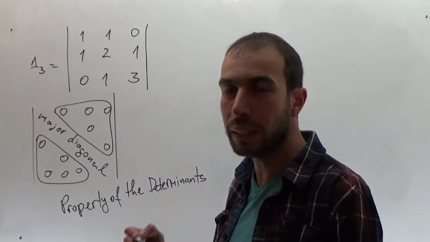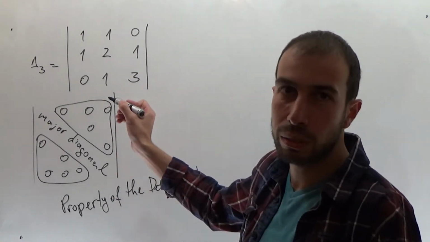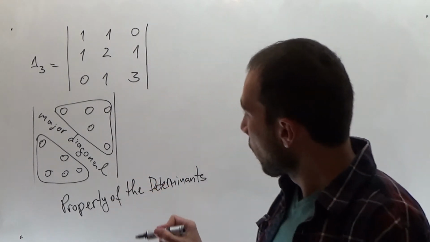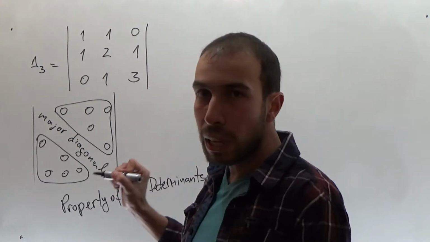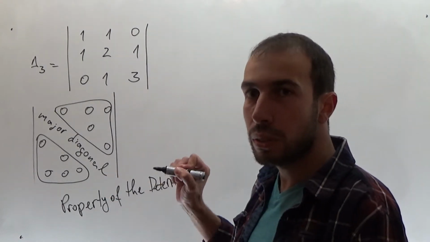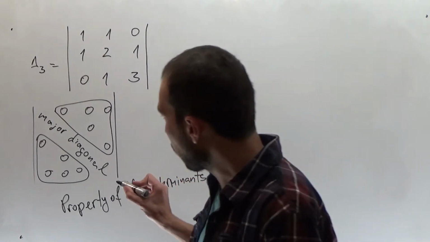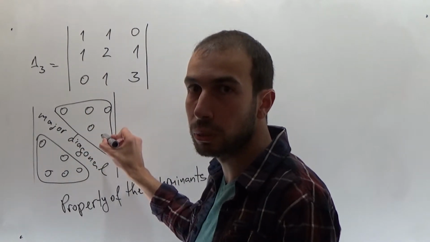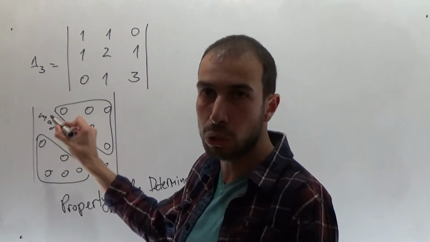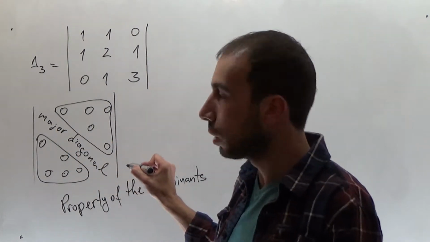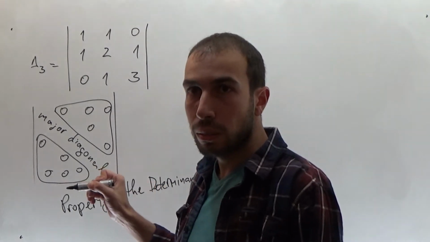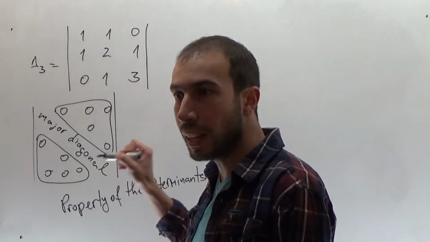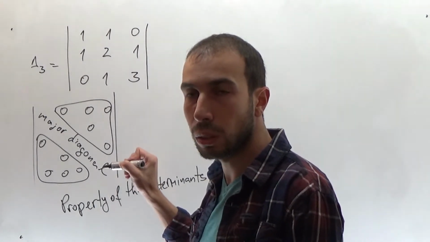Now I'll show you another way to calculate this determinant of third order. Okay? We'll use one of the major properties of the determinant, which is if you have zeros above the major diagonal of the determinant, or zeros under the major diagonal of the determinant, we can calculate this determinant multiplying the elements of the major diagonal. Okay, now I'll show you.